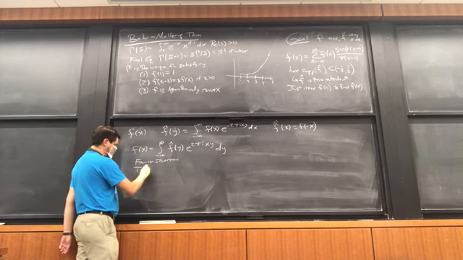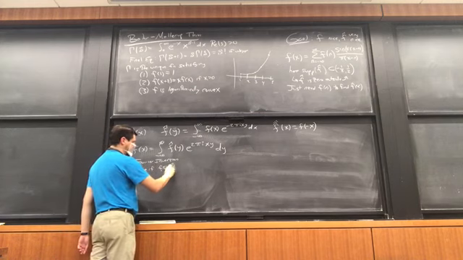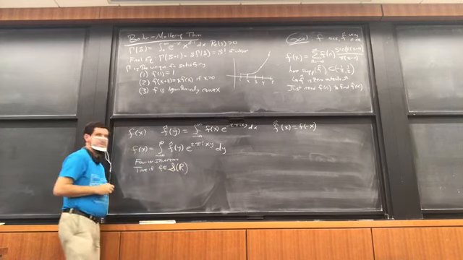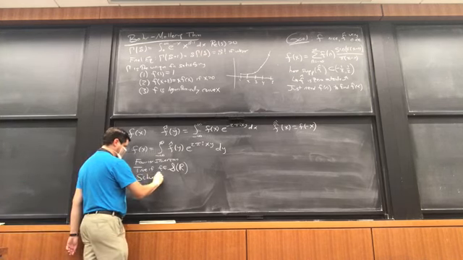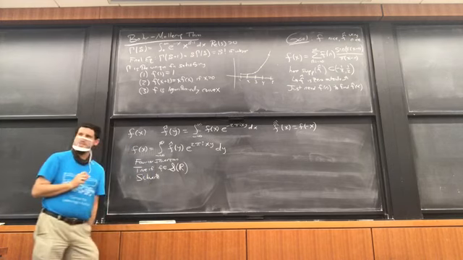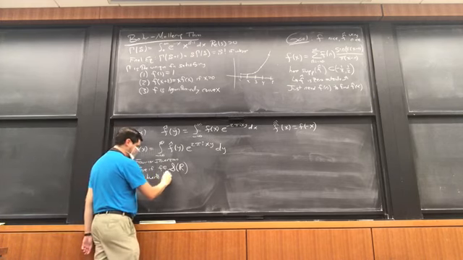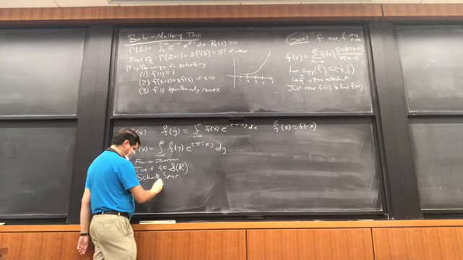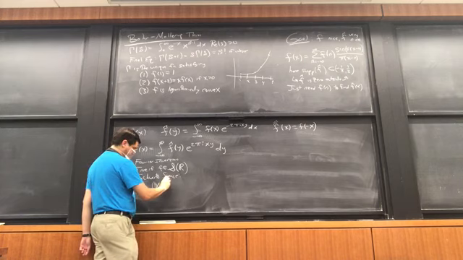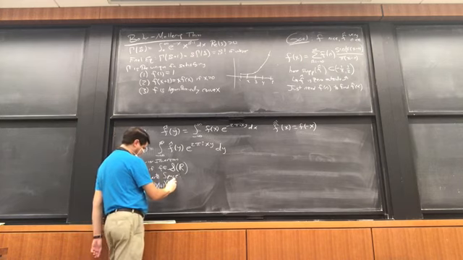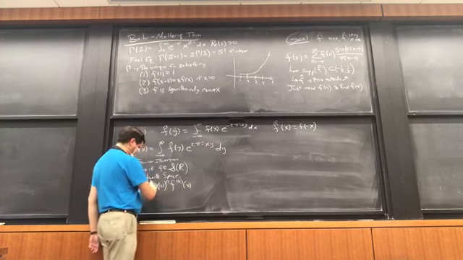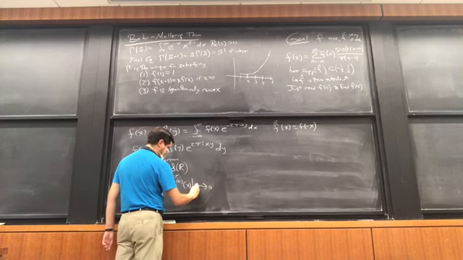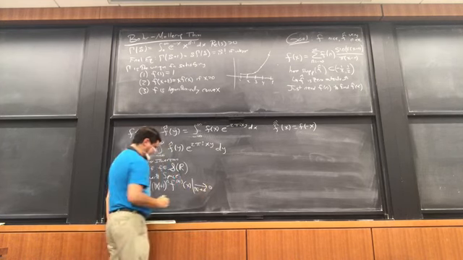And it's true if f is in the Schwartz space. I think Schwartz has a T here. Schwartz space. So it means that the absolute value of x plus 1 to the n, times the derivative of f, will go to 0 as the absolute value of x goes to infinity.